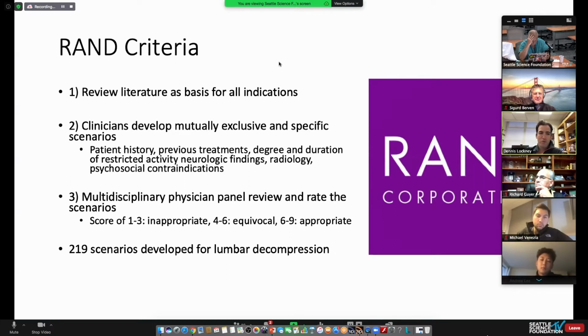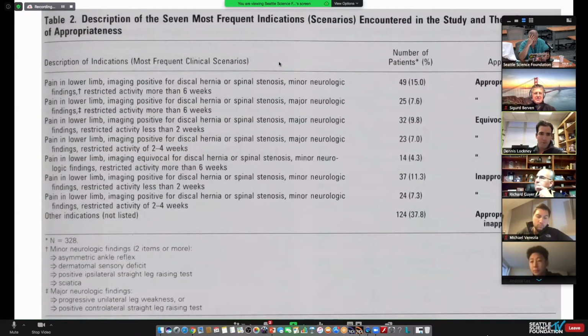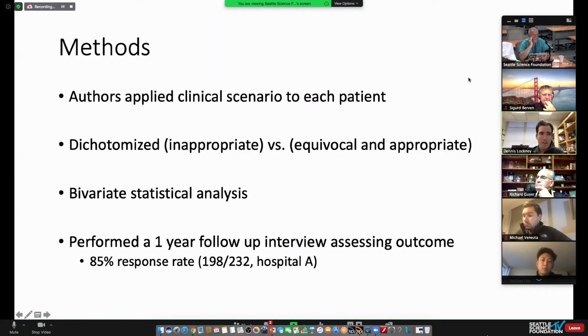They ultimately developed 219 scenarios for lumbar decompressive surgeries. This is an example of one you can see at the top. They found that if you had pain in your lower limb, imaging positive for disc herniation or stenosis, minor neurologic findings, and restricted activity of 6 or more weeks, they deemed that as appropriate. So they applied one of these clinical scenarios to each patient, and for the analysis, they actually dichotomized patients as inappropriate or equivocal, versus appropriate. They performed a bivariate statistical analysis and then performed these 1-year follow-up interviews, again, only at one hospital.